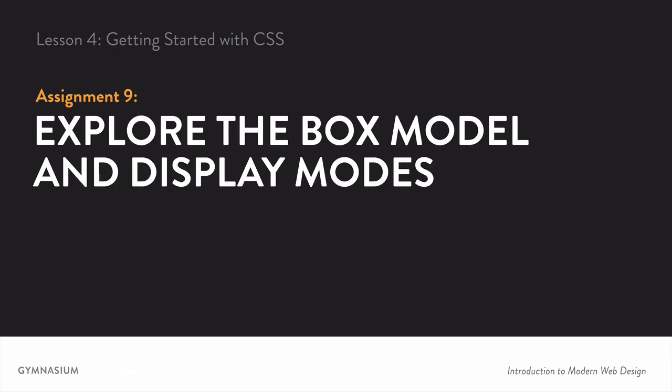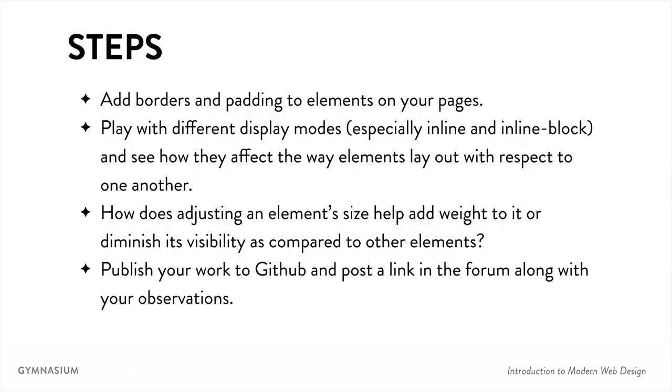So finally, in assignment 9, I want you to explore the box model and the different display modes. I want you to add borders and padding to each of the elements on your pages and play with the different display modes, especially inline and inline block. How do manipulating these different display modes affect the way the elements lay out with respect to one another? How does adjusting the element's size help add weight to it or diminish its visibility compared to other elements? Publish your work on GitHub and post a link to the forum along with your observations.